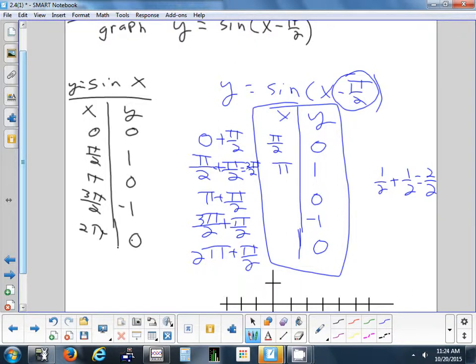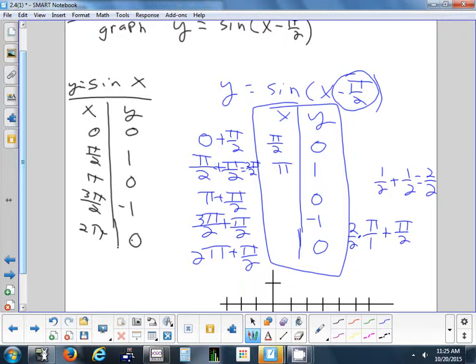Okay, the next one. Pi plus pi over 2. What's the denominator been on pi? 1. Okay, to add these together, what do I need? Yeah, I got to have the same denominator. Chris, what's the common denominator between 1 and 2? 2. So what would you multiply the top and the bottom by to make this 1 a 2? We're going to multiply by 2 over 2.